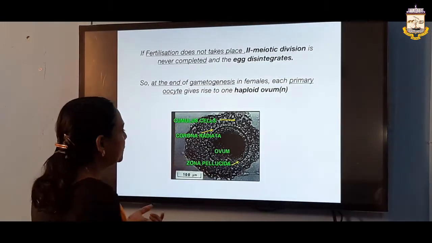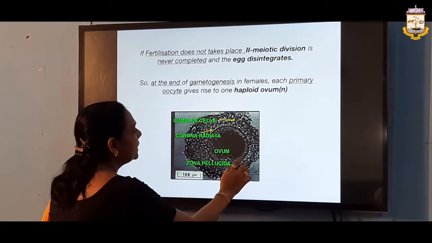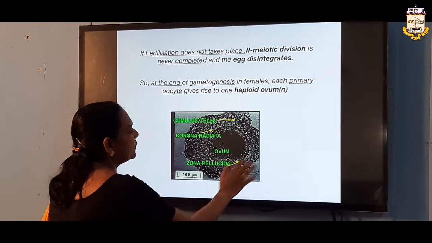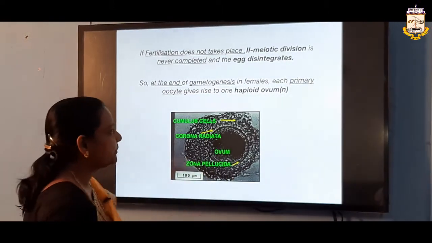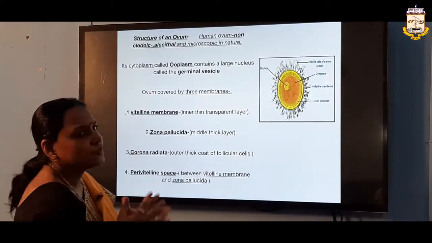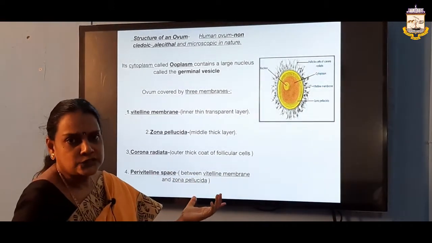You can see the structure here. This is the live picture of an ovum produced with the corona radiata and zona pellucida, and you have the cumulus cells, so many cumulus cells, the proliferative cells present around that. So, the structure of ovum, very simple structure. Usually they used to ask it as a 3 marks question for you.